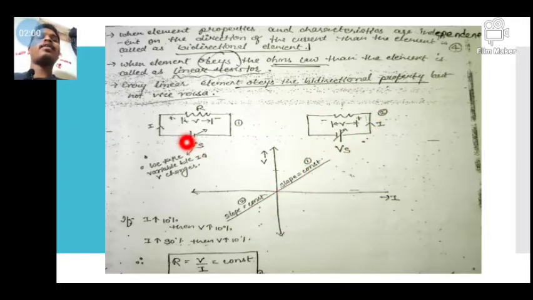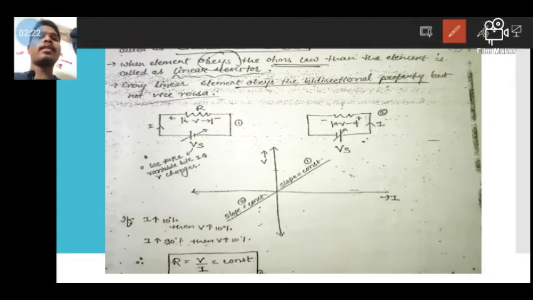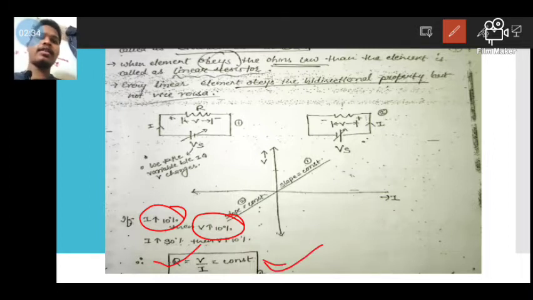So in the first figure the slope is in this direction, in the second figure the slope is in this direction. So the resistance property, or characteristic, cannot be changed. It is dependent on the voltage and current. If the current increases by 10% and the voltage increases by 10%, resistance is equal to V by I, so it is constant in nature.